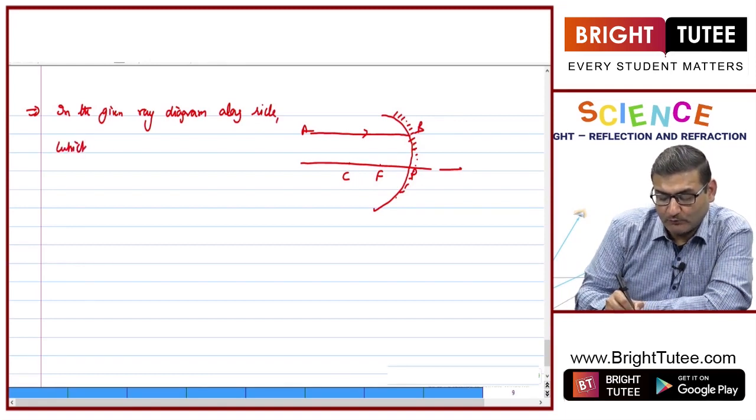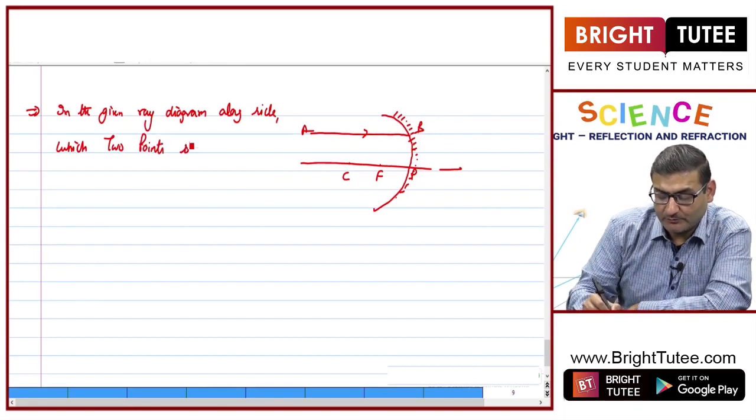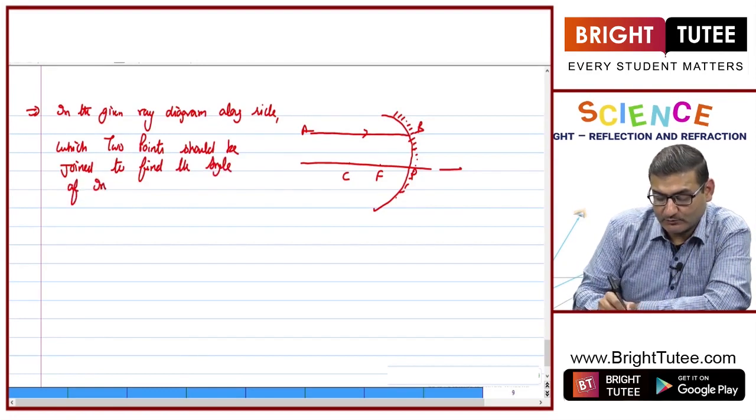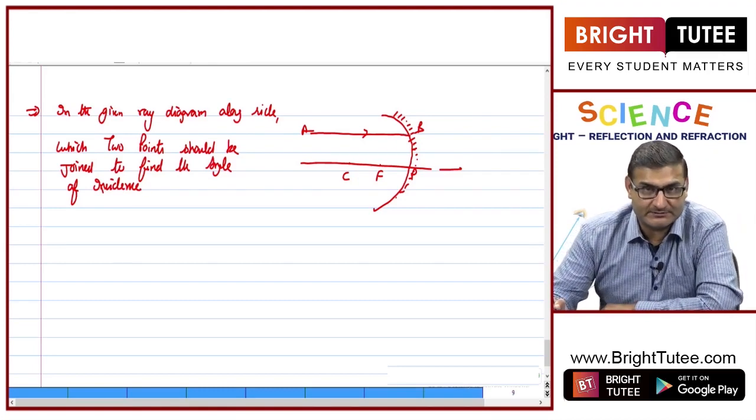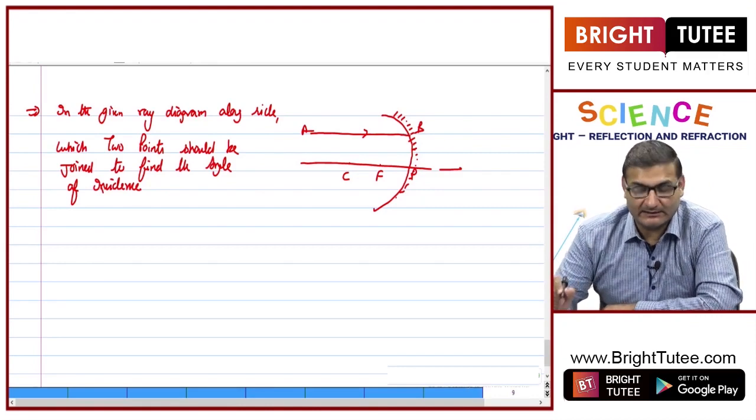What we will be asked in the question is, in the given ray diagram alongside, which 2 points should be joined to find the angle of incidence? No guesswork, just hold on students, I will tell you what exactly he is asking. It is a very good question. You need to remember the concepts. Now, first of all, understand the question.